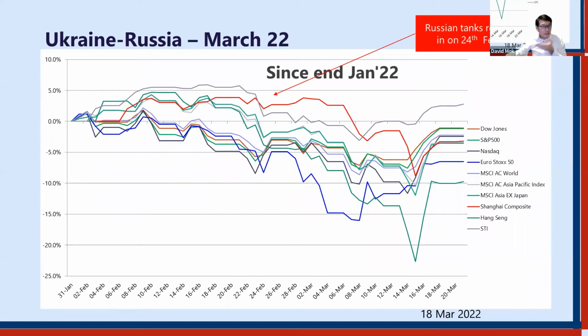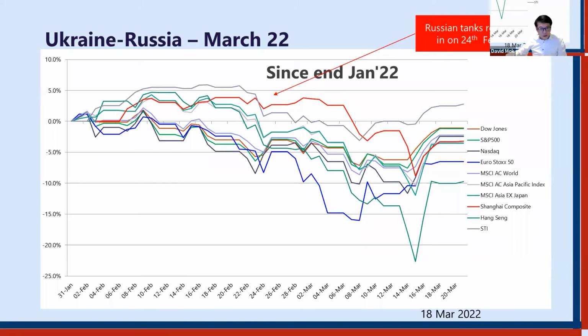So there you go. You can see the Russian tanks roll in on the 24th of February. That's where I put an arrow, roughly around there. You see, in general, the market pulled back. The market is affected. It went down. Of course, one month later, you can see the market recovered. But in general, all the markets are affected.